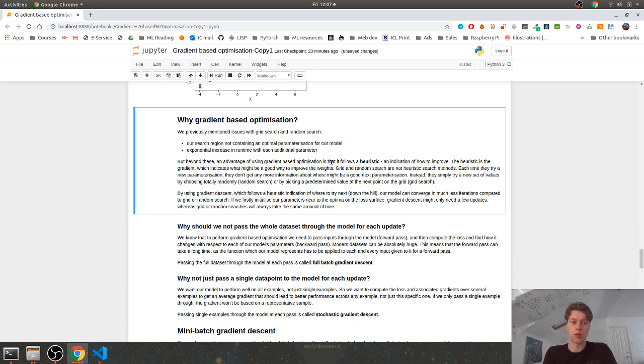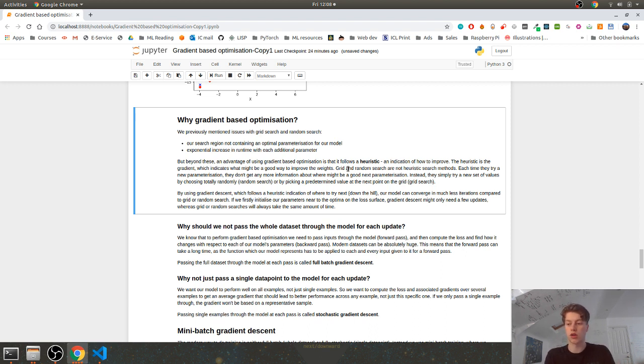So this heuristic in this case is the gradient, which might be a good way to indicate how we should best change the weights from here. The way it does that is not just by looking at the value of the loss, but by telling you the direction in which the loss is increasing. That's what the gradient does. It points in the direction in which the loss is increasing, and we're just going to move in the opposite direction. So it indicates what values we should try next.